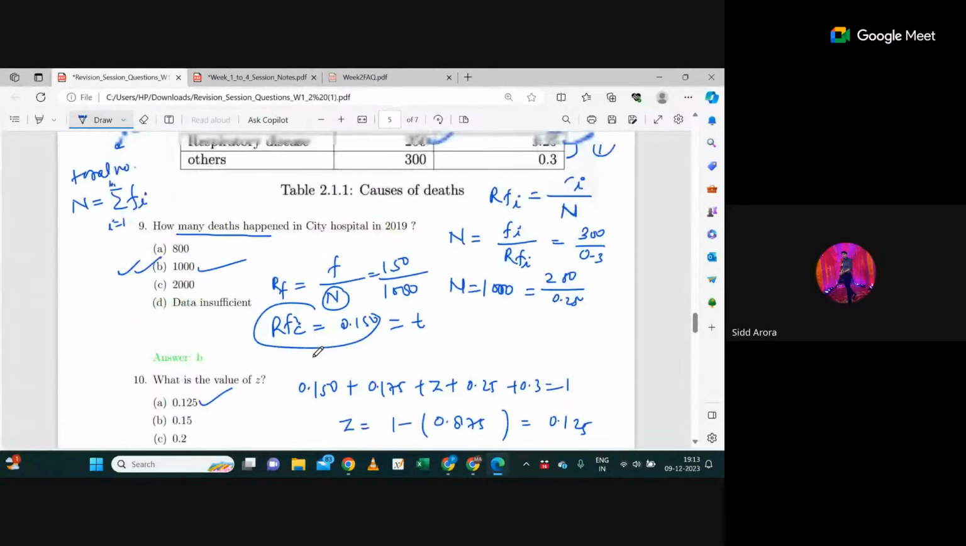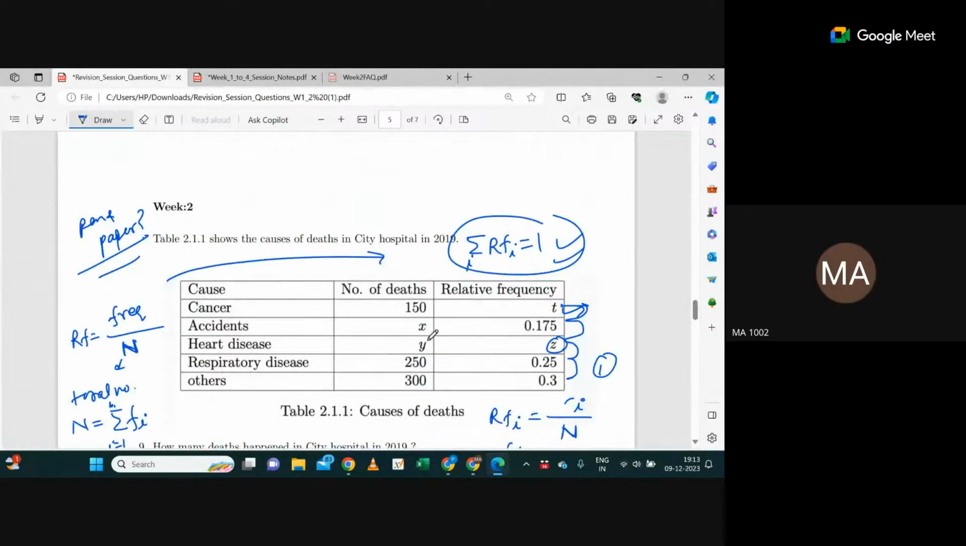Suppose I ask the value of y, then how will you compute? This is 0.125 now I got, right? We know relative frequency is frequency divided by total number of observations. So y is nothing but frequency. Frequency will be relative frequency into total number of observations. So relative frequency is 0.125 into 1000, so it will be 125. So y will be 125.